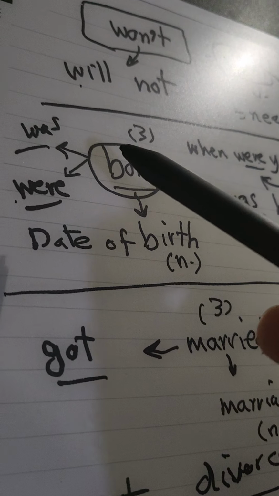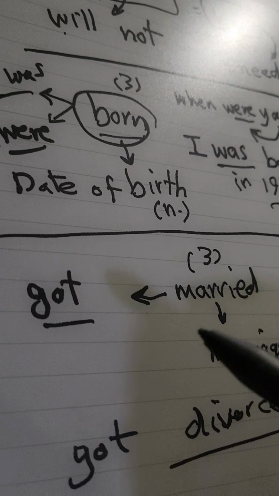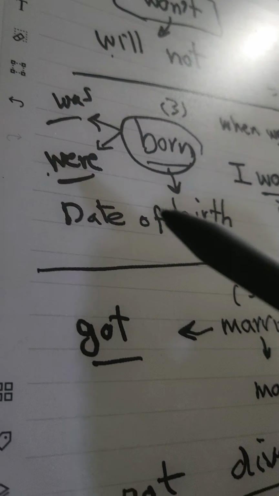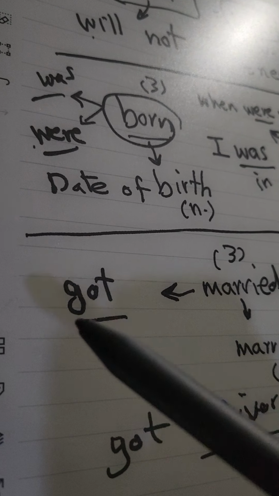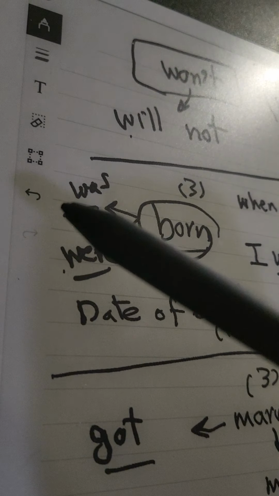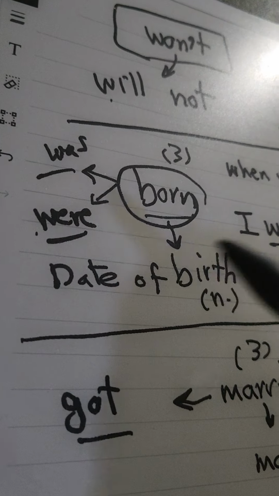So born, married, divorced in the past, always with another verb. Here the verb to be, was and were, and this one is get, but in the past always got. Got married, got divorced, was born, were born.